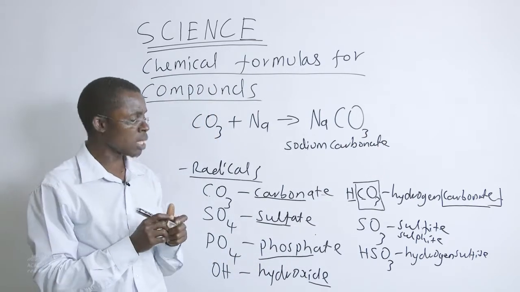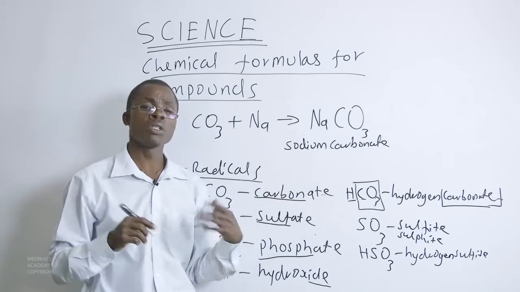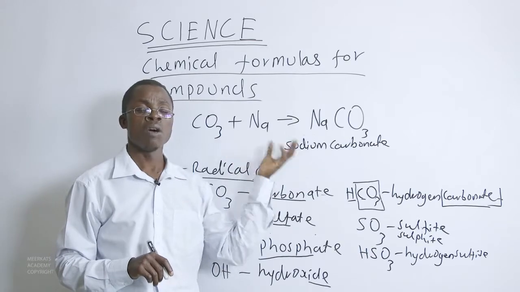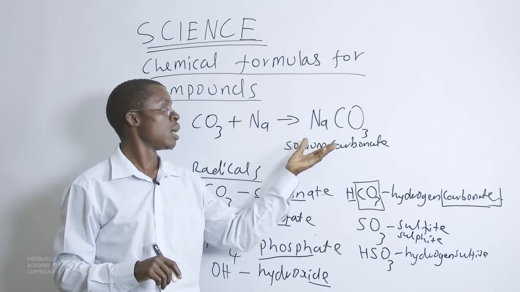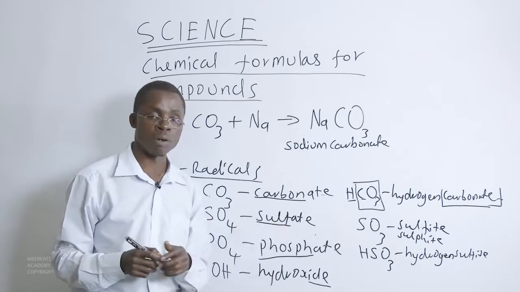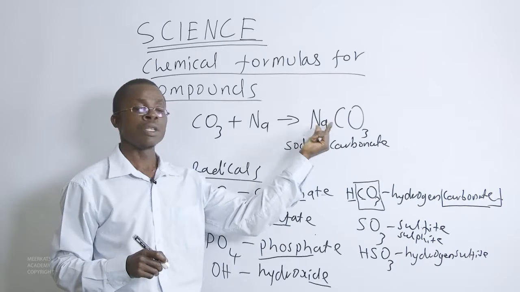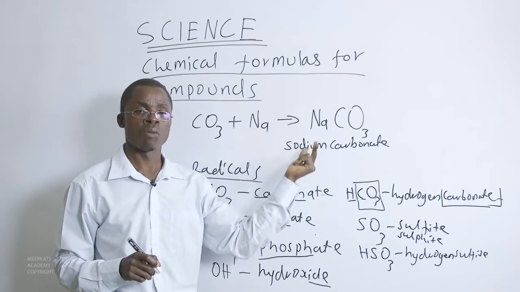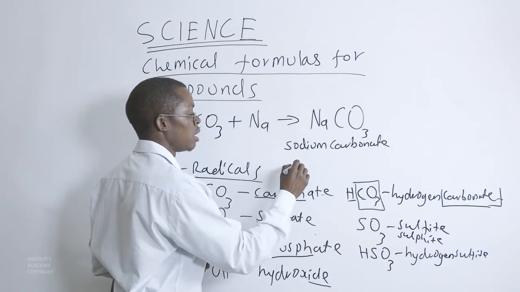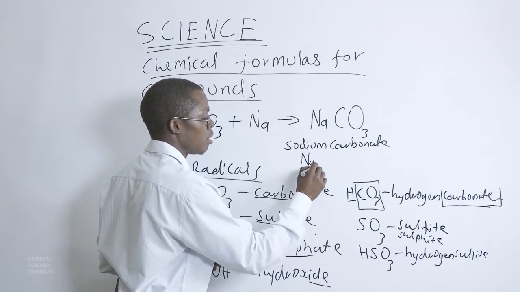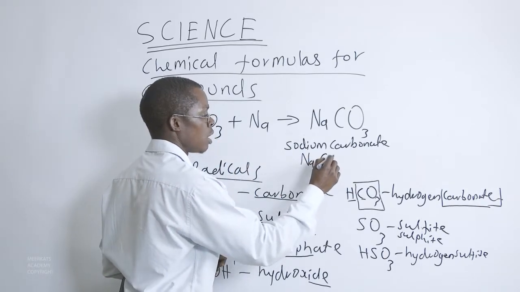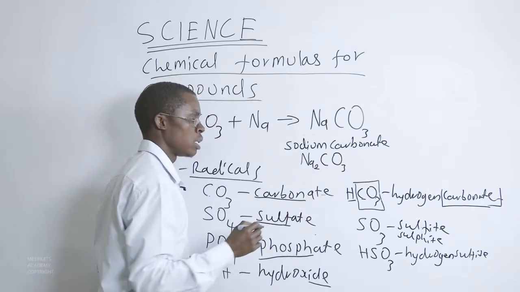But we also need to realize that apart from the name, we also need to know the formula. We need to know the correct formula of this particular compound of ours, the new compound we have created from a radical. If you look at the formula, this is not the correct chemical formula of sodium carbonate. The correct chemical formula of sodium carbonate is 2 sodium atoms, 1 carbon, and 3 oxygen atoms.